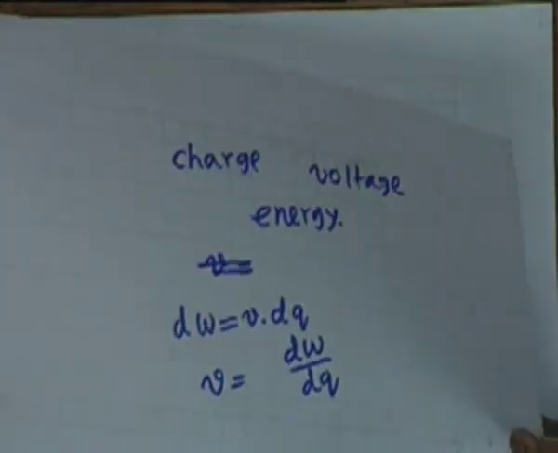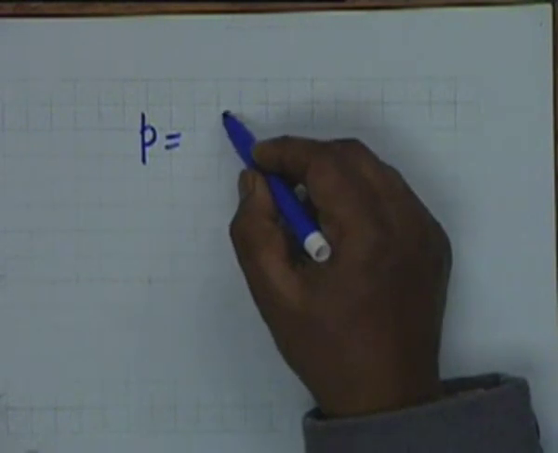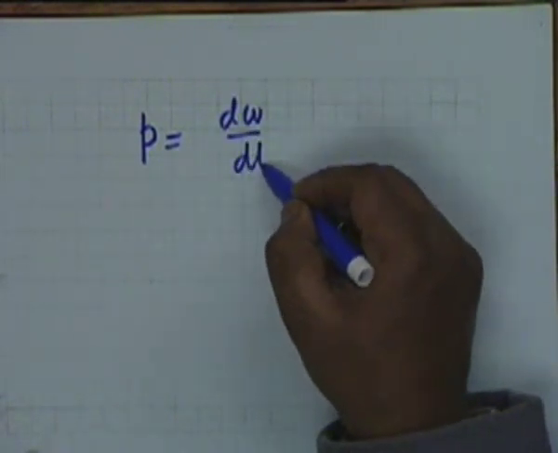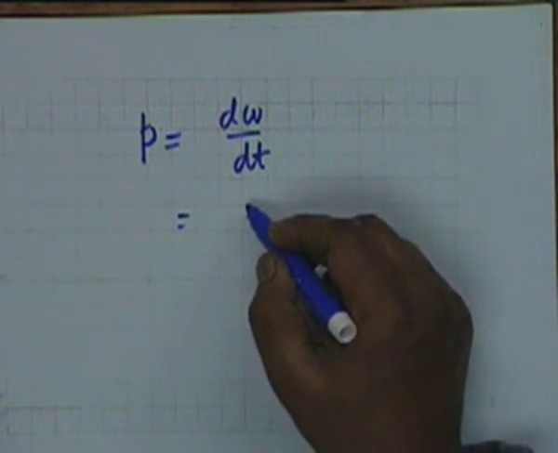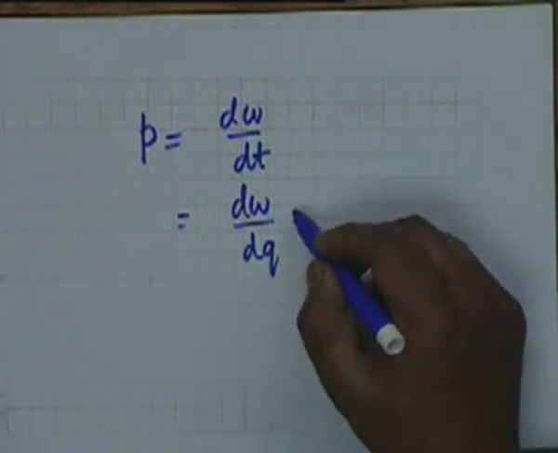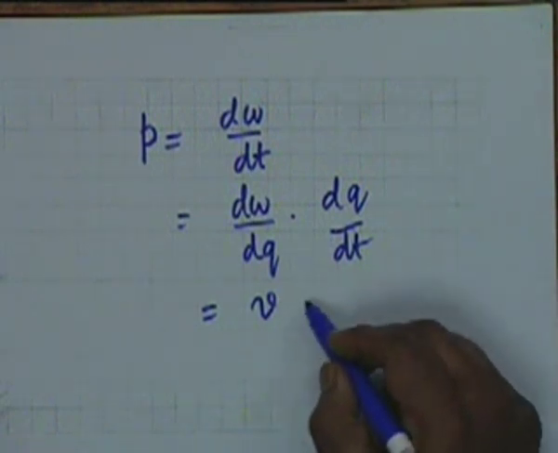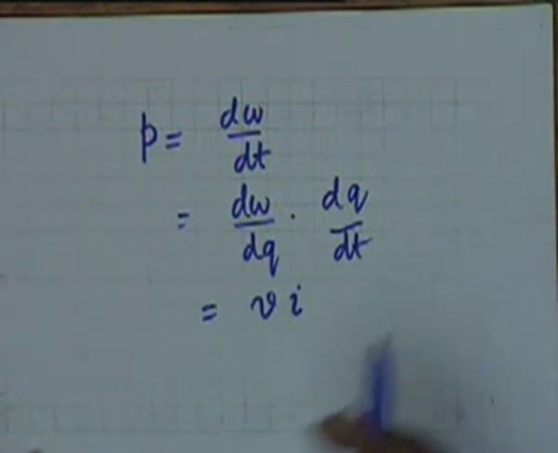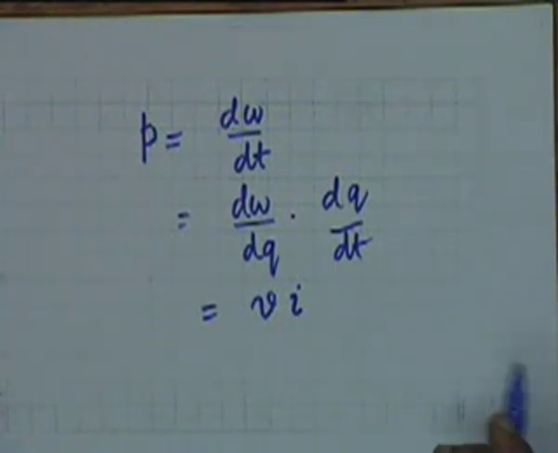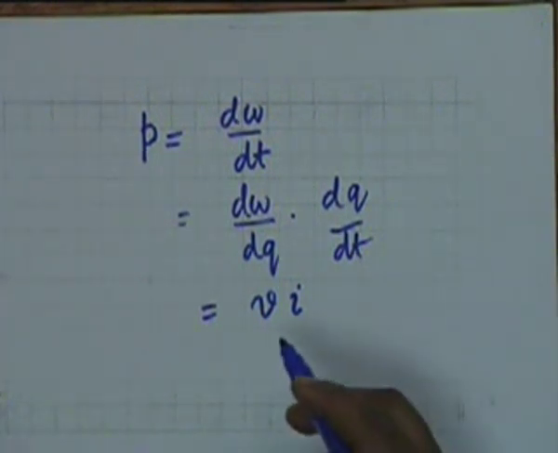All right. And therefore, if you understand this, it is very easy to see that the power, which is the rate of change of energy dW/dt, can be written as dW/dq times dq/dt. How does Vi come? That is what I am showing. dW/dq is V and dq/dt is I. So the power in electrical engineering is simply the product of voltage and current. So volt-amperes is the same as watts. All right.